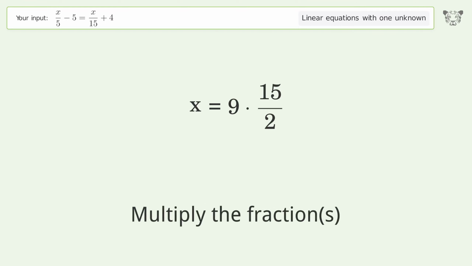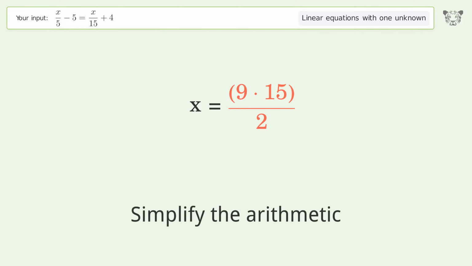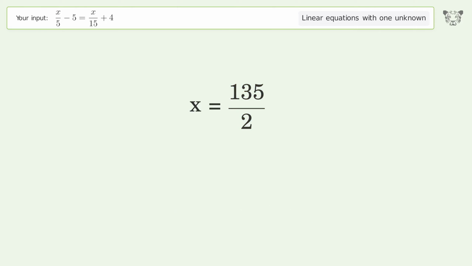Multiply the fractions. Simplify the arithmetic. And so the final result is x equals 135/2.